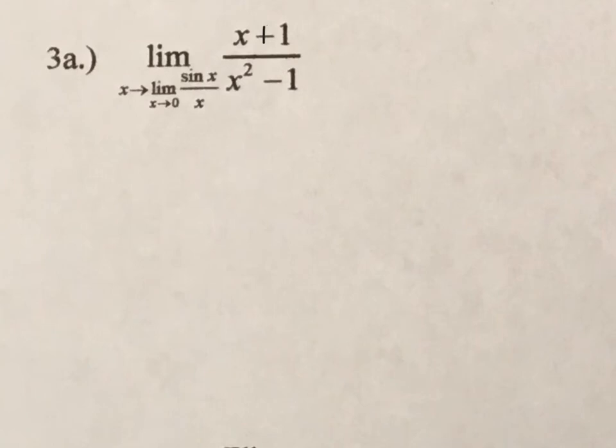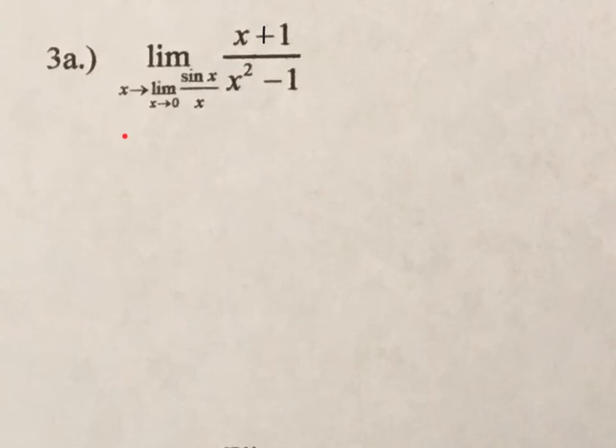So now let's take a look at number 3a, and you'll notice that this time our target value for x is x approaching a limit. So we're taking the limit of x plus 1 over x squared minus 1 as x approaches 1. I also threw in the limit as x approaches 0 of sine x over x, because I wanted you to review this special limit one more time, and hopefully you remember that that limit is equal to 1. So we could rewrite this problem like this.